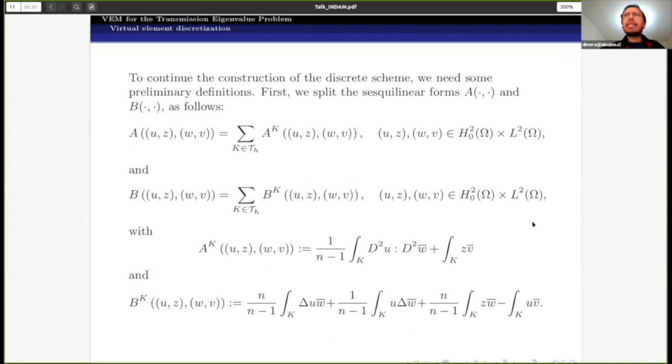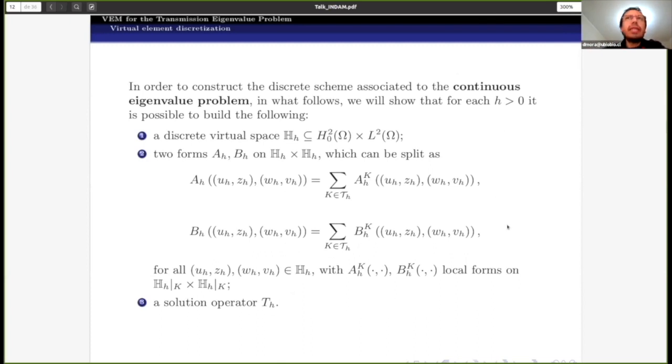To construct the discrete scheme, we first have to introduce some preliminary definitions. First, we split the sesquilinear forms A and B into element contributions. Here, since n is constant, we have moved to the Hessian product here, and all the others is just the restriction to the element of the sesquilinear form.